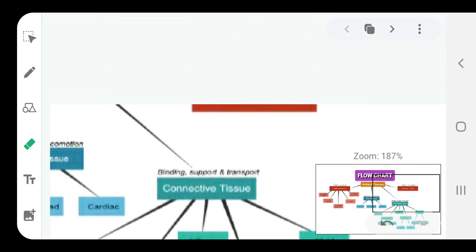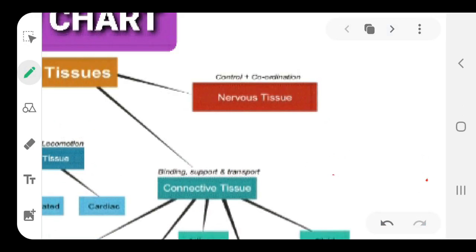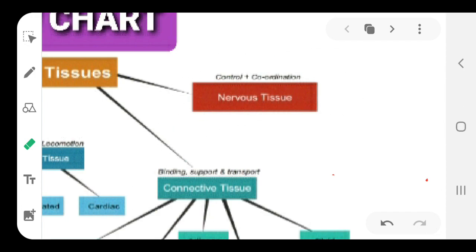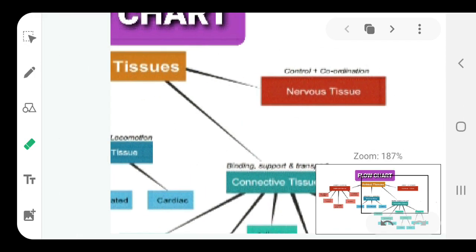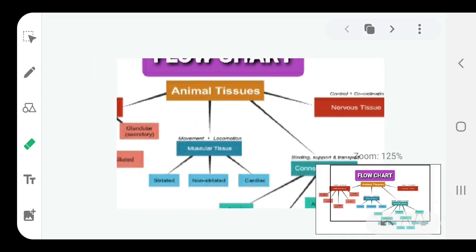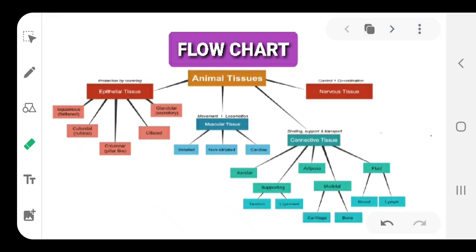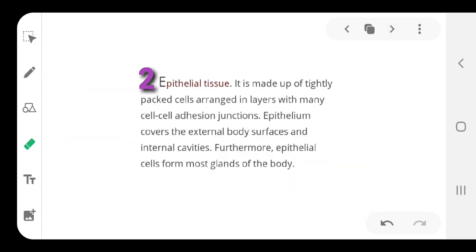The last among the animal tissues is the nervous tissue, and its main job is control and coordination. Everything you do with your body, thinking, control and coordination, is basically the job of nervous tissue. Let us now see them one by one as we move through the tutorial.